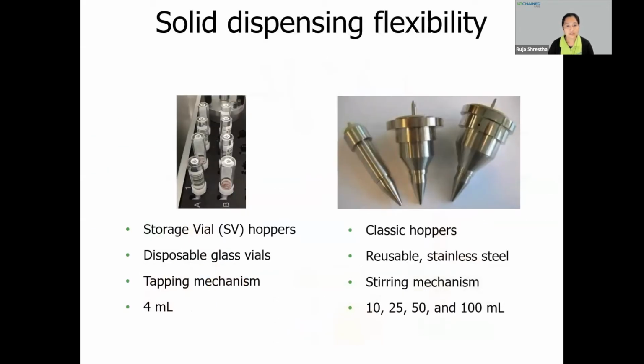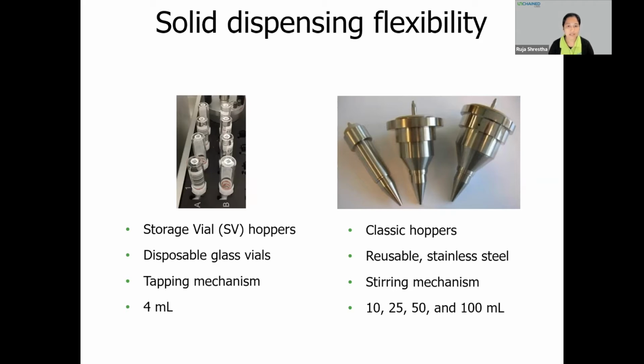To make it possible to dispense all different kinds of solids, you have to handle using two different types of hoppers. On the left are storage vial or SV hoppers. These are standard disposable 4 ml glass vials with disposable plastic valves. On the right are stainless steel reusable classic hoppers, and they come in different sizes ranging from 10 mLs all the way up to 100 mLs.